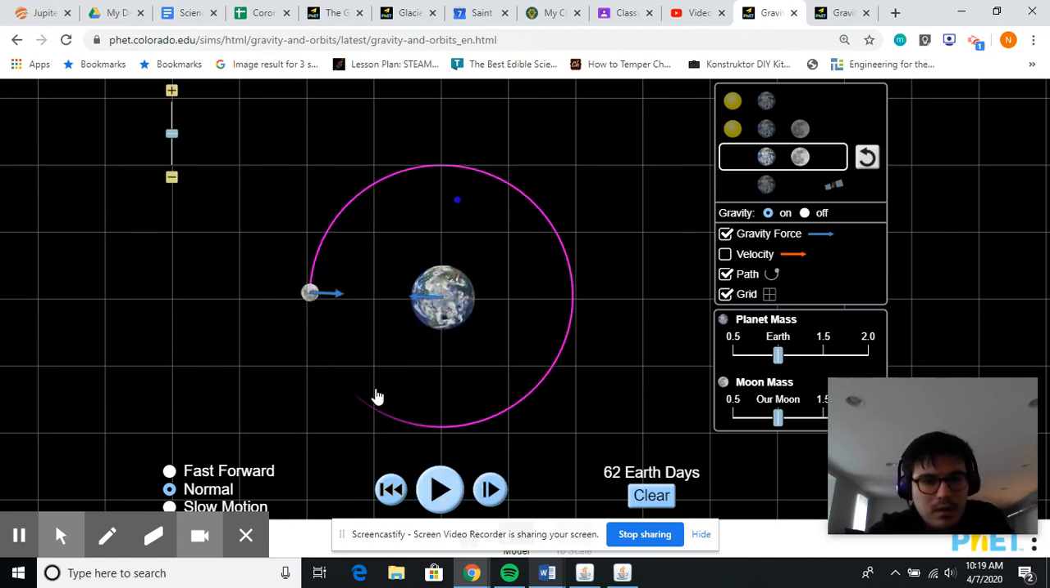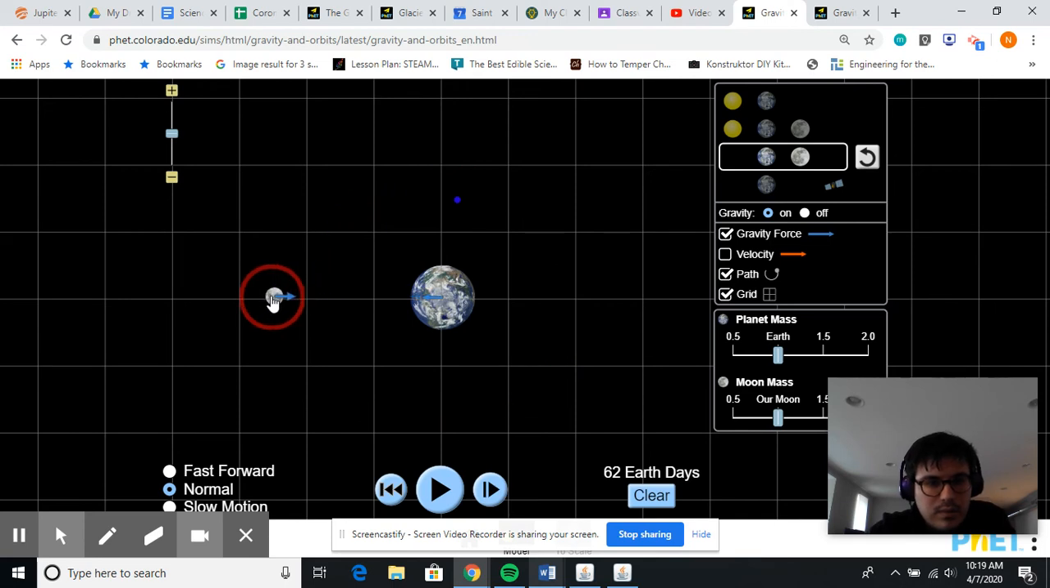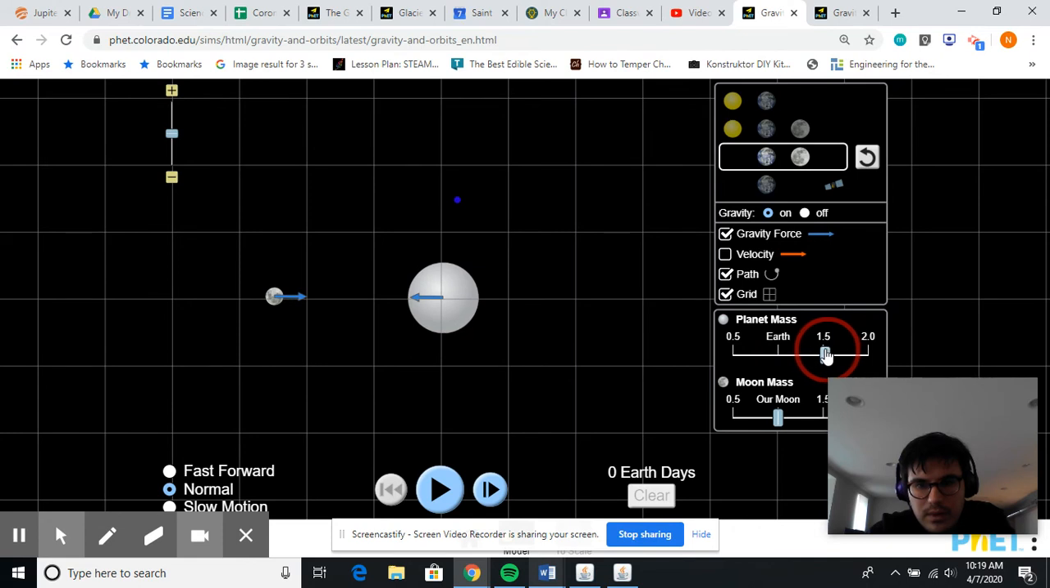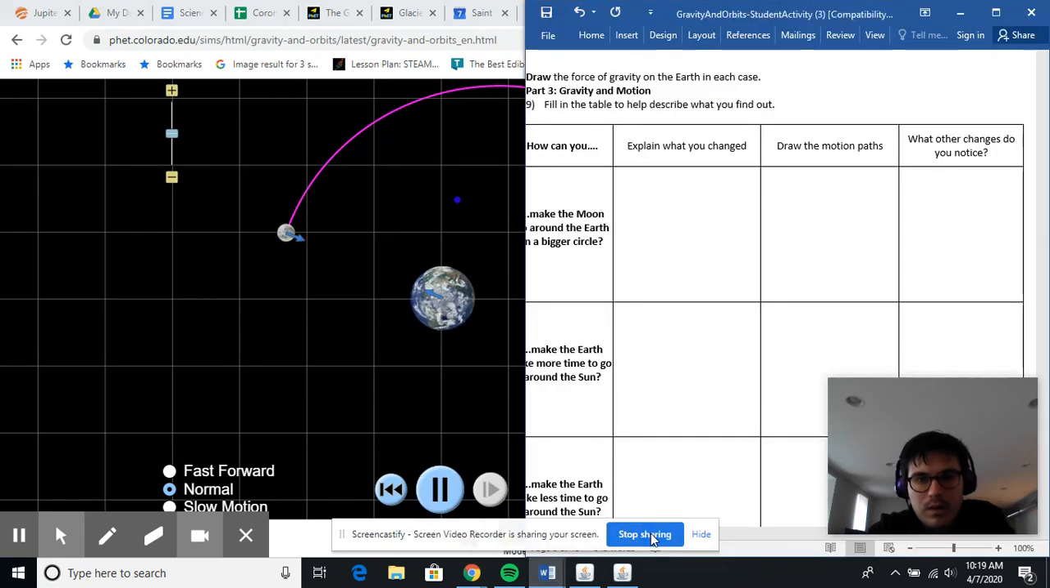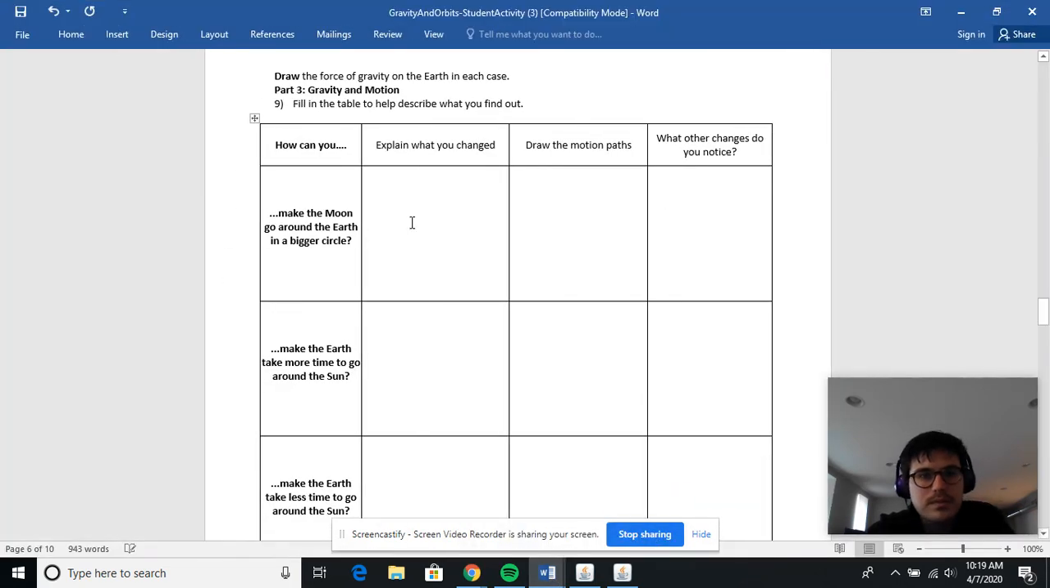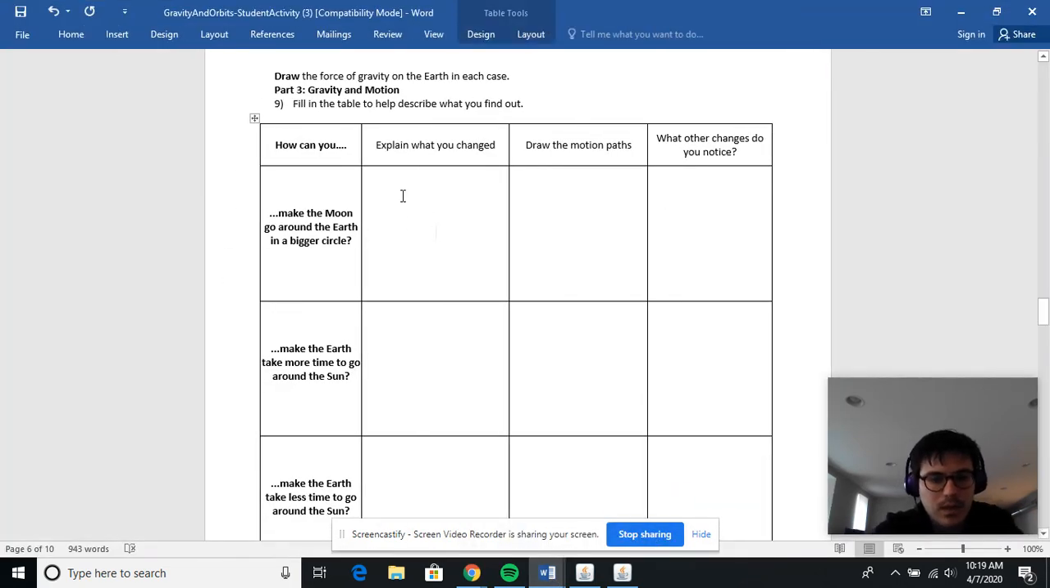Well, I'd have to move the moon away, but I need to make the Earth a little bit bigger to hold it in place. Because look, if I move it away, the moon's just going to drift. Is it going to stay put? Yeah. So what did we change? Move the moon further.